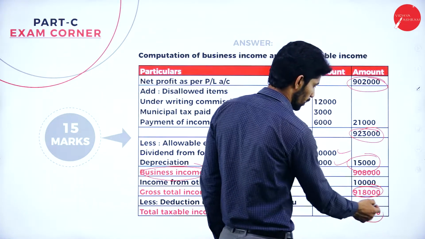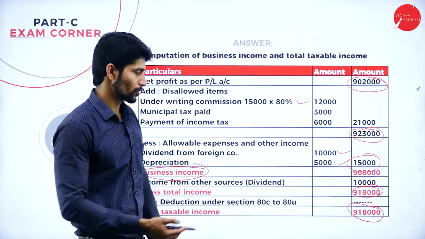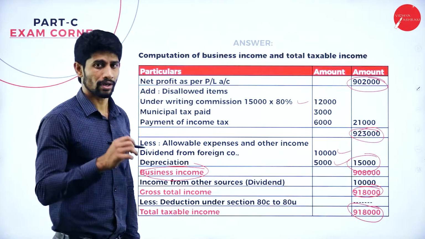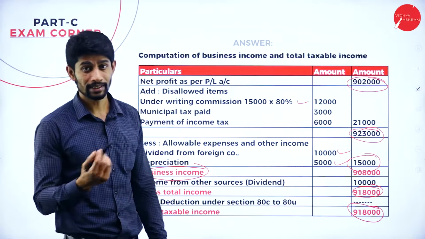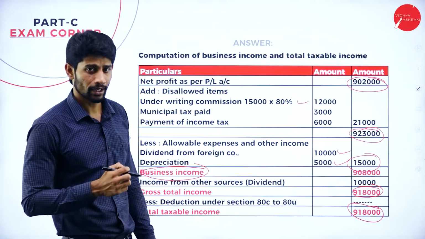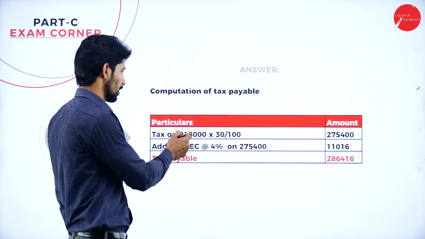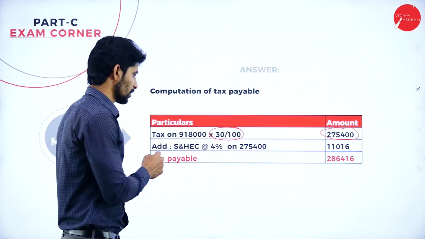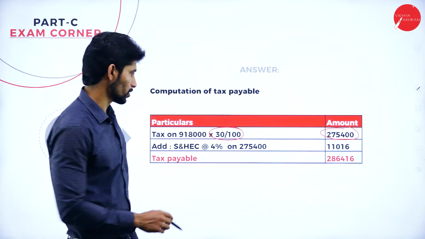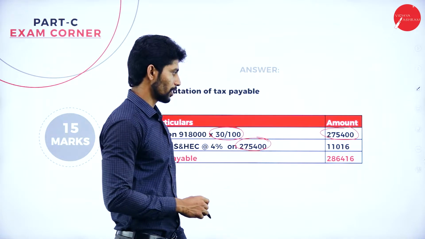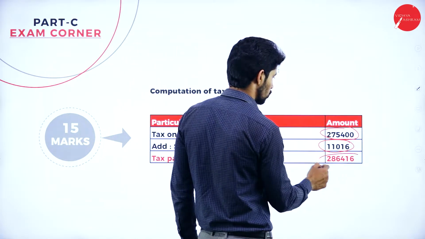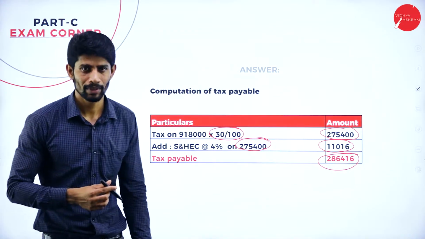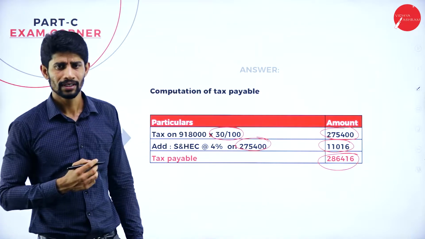So less deductions under sections 80C to 80U, you'll get the balance. So 80C to 80U, no deductions are there in this particular problem. So carry down the same amount of 9,18,000. That value is called total income or taxable income. So on 9,18,000, now you are supposed to find out the tax liability. So 9,18,000 into 30% tax, you will get 2,75,400. Add secondary and higher education cess of 4% on 2,75,400, you will get 11,016. Total tax liability is 2,86,416. That is called tax payable. So this is how you are supposed to solve the problem.